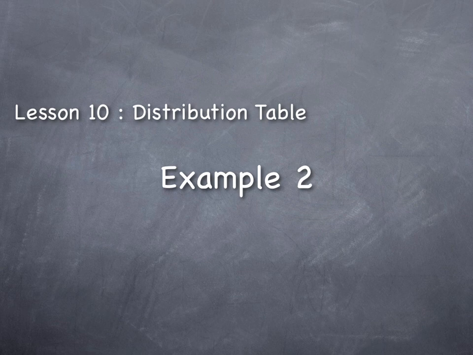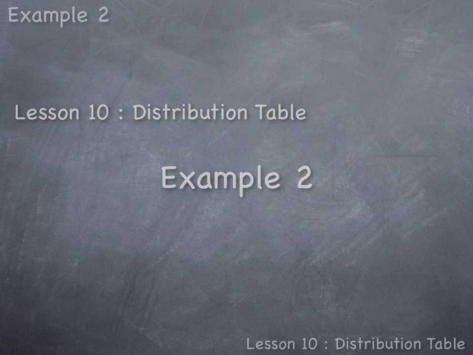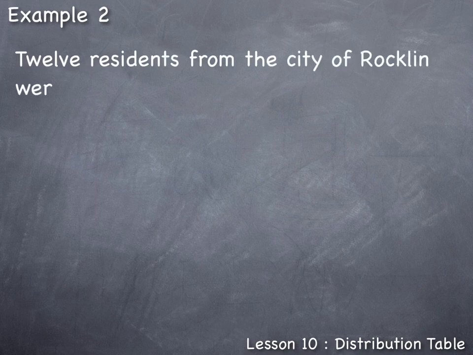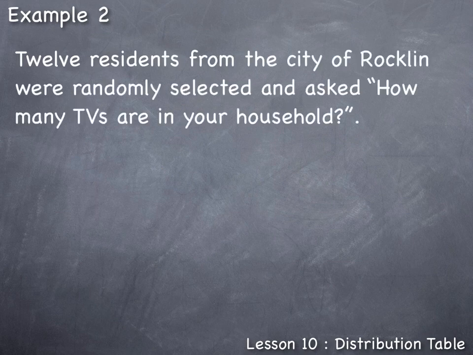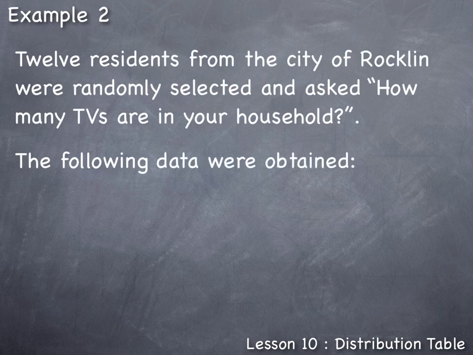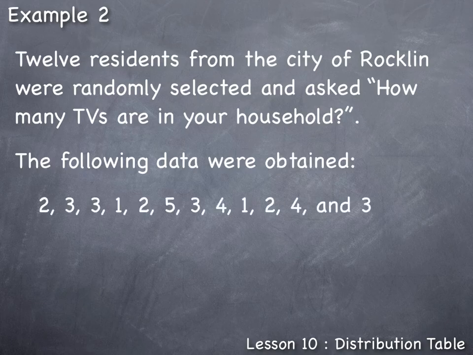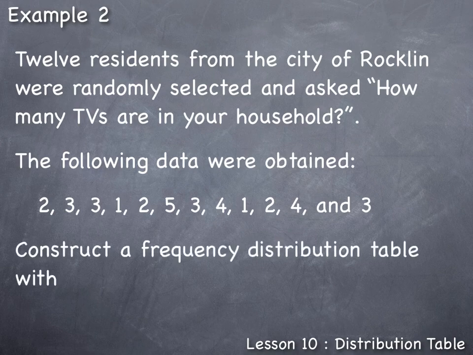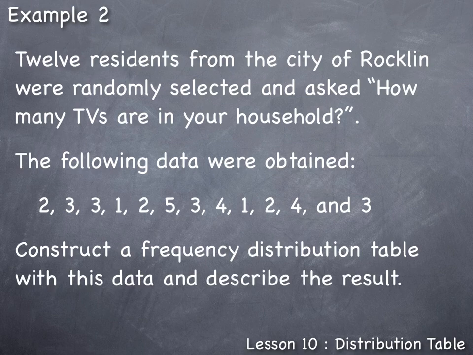Lesson 10, Distribution Table, Example 2. 12 residents from the city of Rockland were randomly selected and asked, how many TVs are in your household? The following data were obtained: 2, 3, 3, 1, 2, 5, 3, 4, 1, 2, 4, and 3. Construct a frequency distribution table with this data and describe the result.